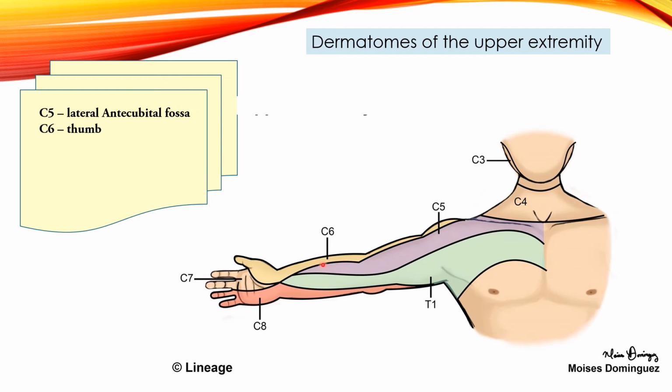Now C6 supplies the lateral aspect of the forearm, the radial side of the hand and the thumb. C7 is on the middle finger, and C8 is the little finger, or the skin over the small finger and the medial aspect of the hand. T1 supplies the medial antecubital fossa, or the medial side of the forearm. T2 is the apex of the axilla.